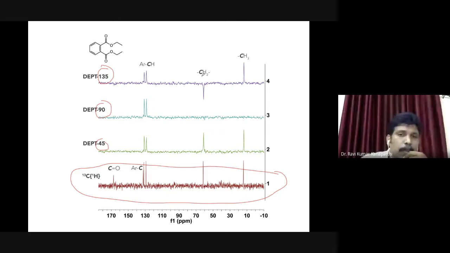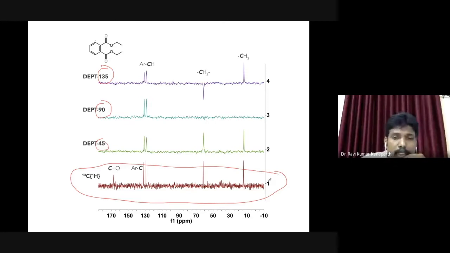This gives all the CH signals, that means the tertiary and the primary carbons will give you a positive signal, while the secondary carbons will give you a negative signal. I repeat the same thing. The primary and the tertiary carbon signals will be found positive in the DEPT 135 scan, and in the case of a secondary carbon, a negative signal will be seen. Okay, and now with these 3 points, let's try to understand this with an example.